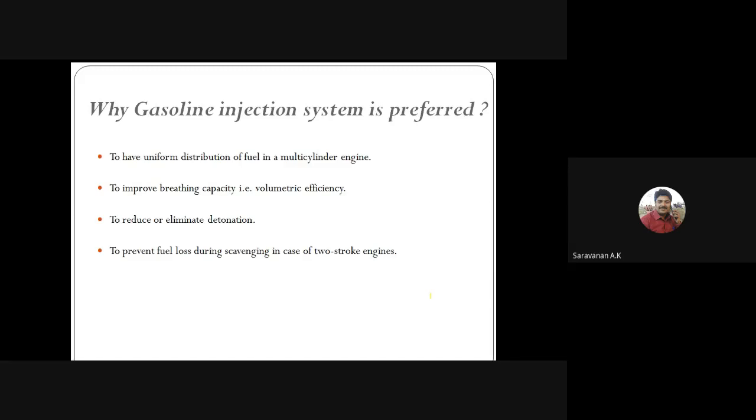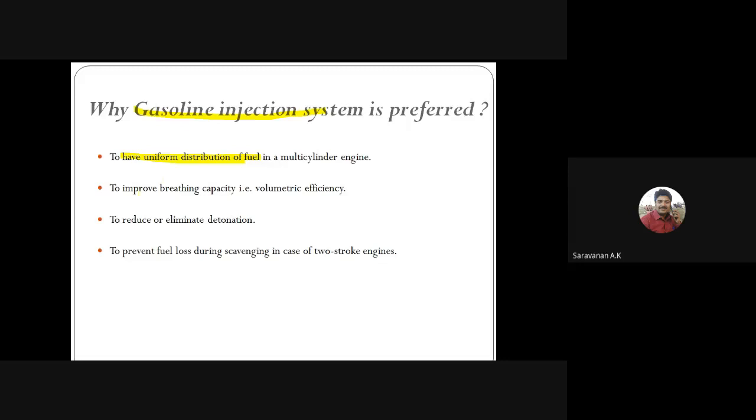The first condition is that we have to supply the same distribution of air fuel ratio in all cylinders, especially for a multi-cylinder engine. In all the cylinders we have to supply the same amount of air fuel ratio, and only then can we avoid maldistribution. So we have to prefer the gasoline injection system to distribute a uniform amount of air fuel ratio in a multi-cylinder engine.